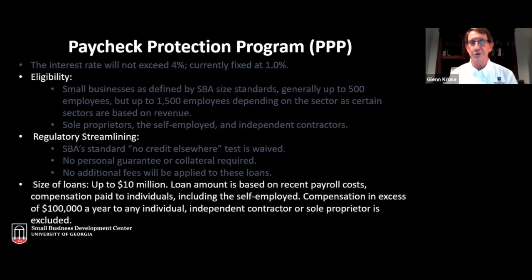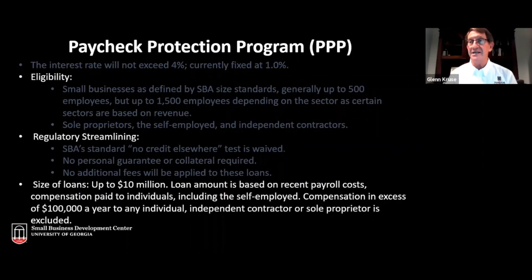SBA 7A loans generally will take you 60 to 90 days to process. They're trying to get these done in a handful of days. The only way to do that was to eliminate that no-credit-elsewhere test that you had to run the gauntlet on before qualifying for a PPP or for an SBA loan.